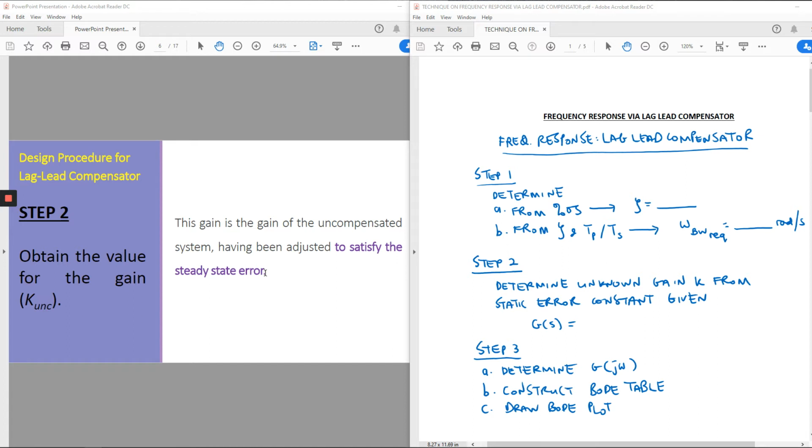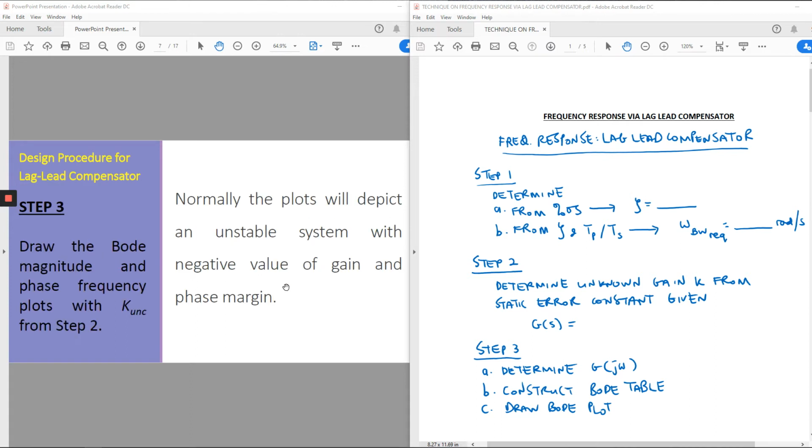In step 2, we need to determine the unknown gain K from the static error constant to satisfy the steady state error requirement. Usually, the static error constant will be given in the question, and using that static error value, we determine the unknown gain from the given transfer function. In step 3, we draw the Bode plot of magnitude and phase. From this transfer function in S domain, we convert the transfer function to frequency domain by replacing S with J omega.